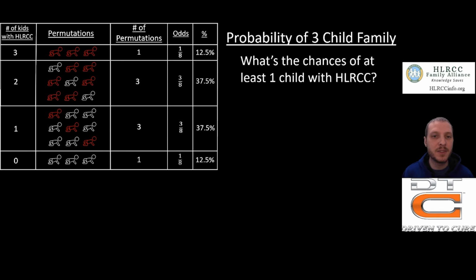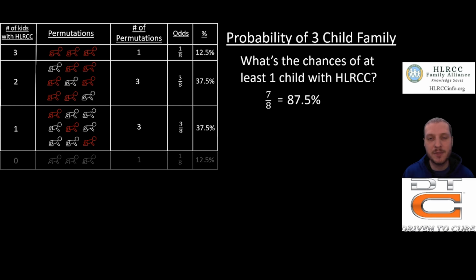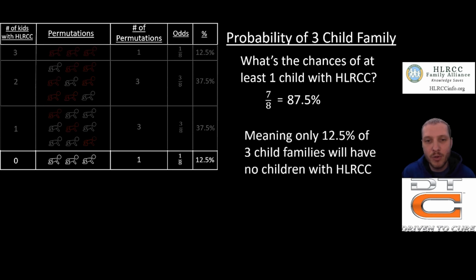So then what are the chances of at least one child with HLRCC in a family of 3? We're adding all these permutations together. So 1/8 plus 3/8 plus 3/8 means 7 out of 8 times, or 87.5% of the time, a family of 3 will have at least one child with HLRCC, meaning that only 12.5% of 3-child families will have no children with HLRCC. And just like before, you can look at all the different options if you want using these charts.